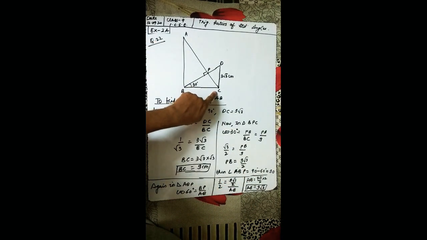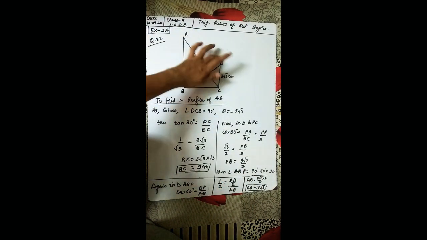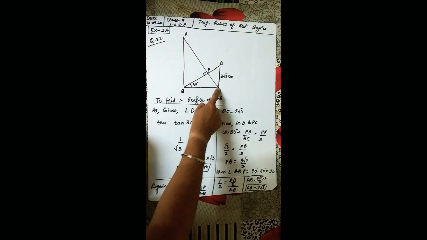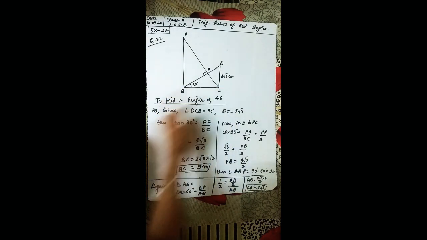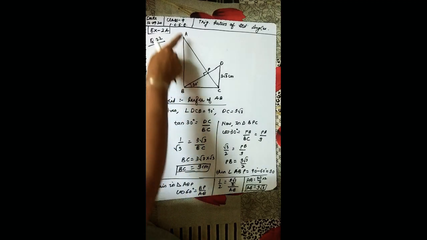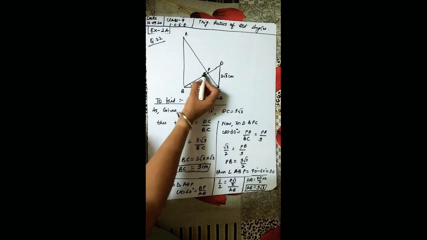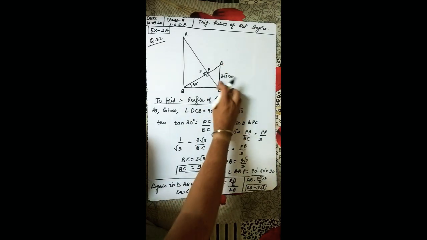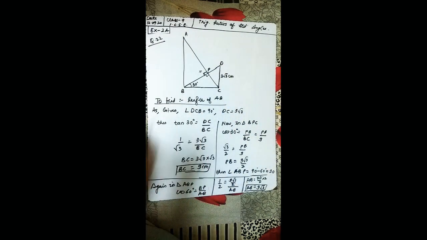It says that in triangle ABC, that is ABC and DCB, they both are 90 degree right angled triangles, in which B and C, they both are at 90 degree. And DBC is given to us as 30 degree. And AC is perpendicular on this DB. That means this angle is 90. This is also 90. Then if this is 90 degree, then this will also be 90 degree. If DC is 3 root 3 centimeter, then find the length of AB.